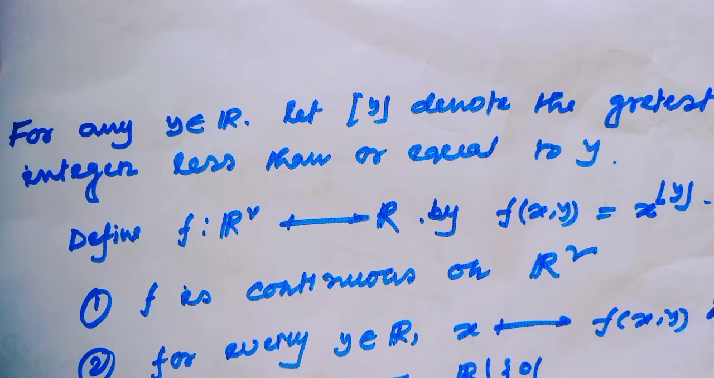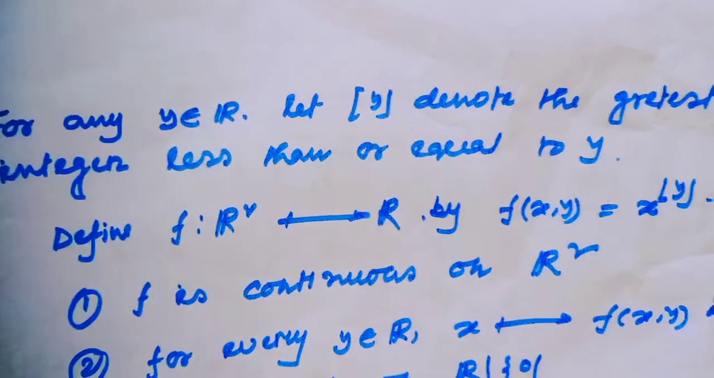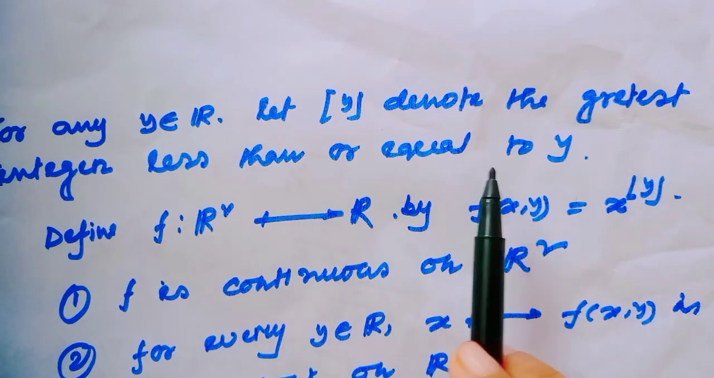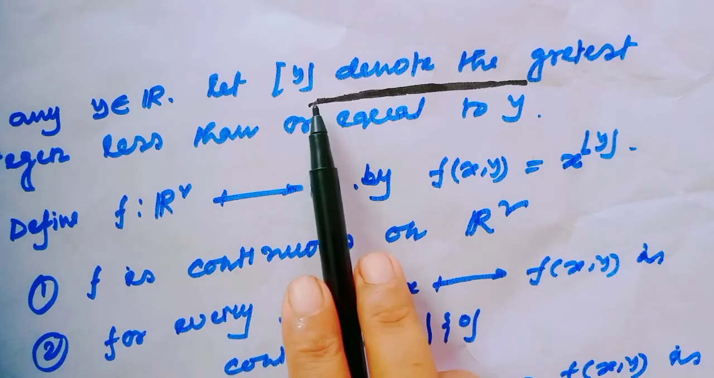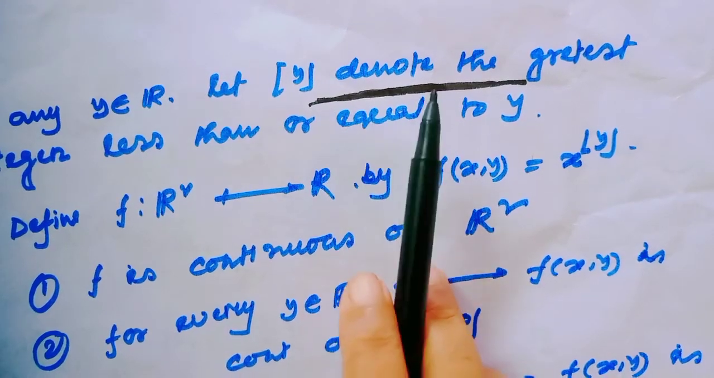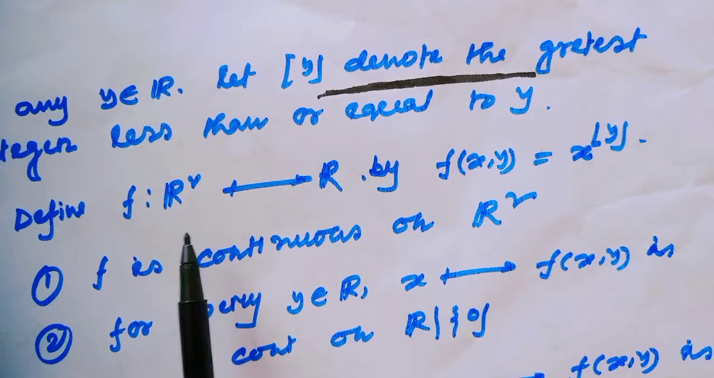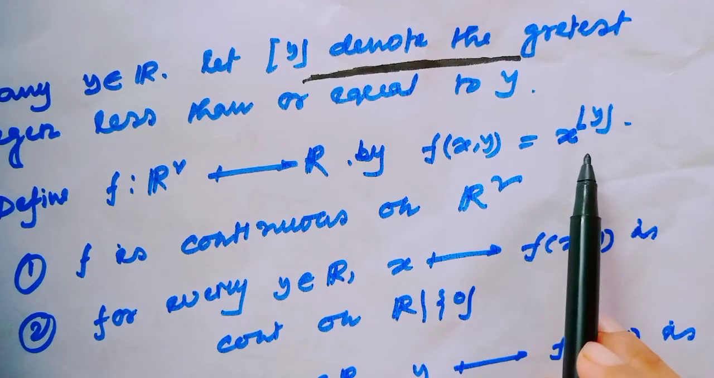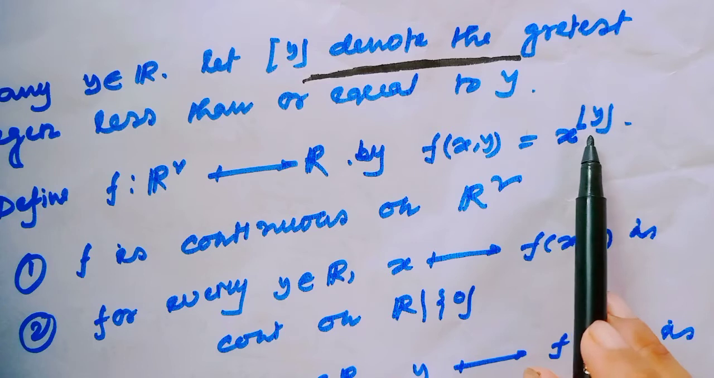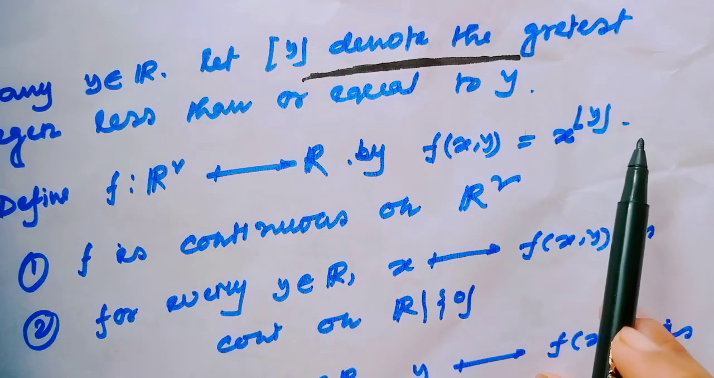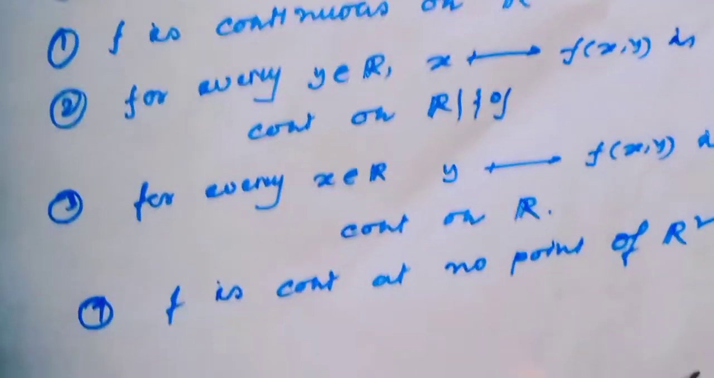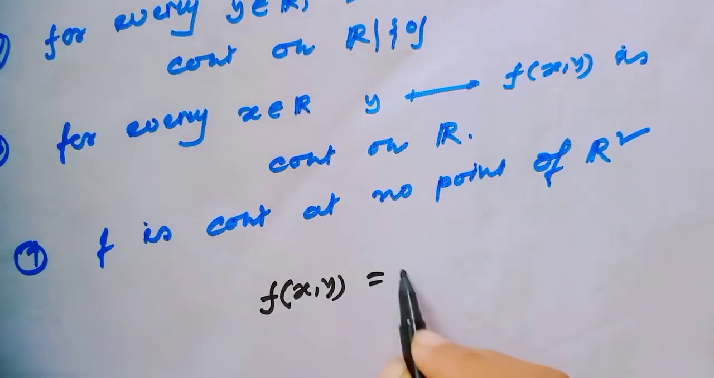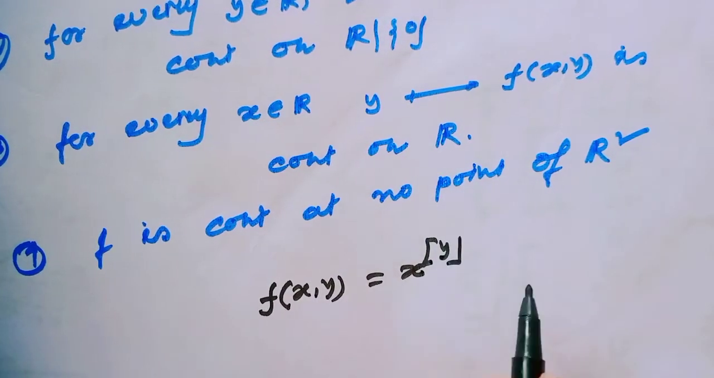The question is: for any y belongs to R, let box of y denote the greatest integer which is less than or equal to y. First know this notation, box of y. Here define a function f from R2 to R, defined as f(x, y) equal to x to the power box of y.